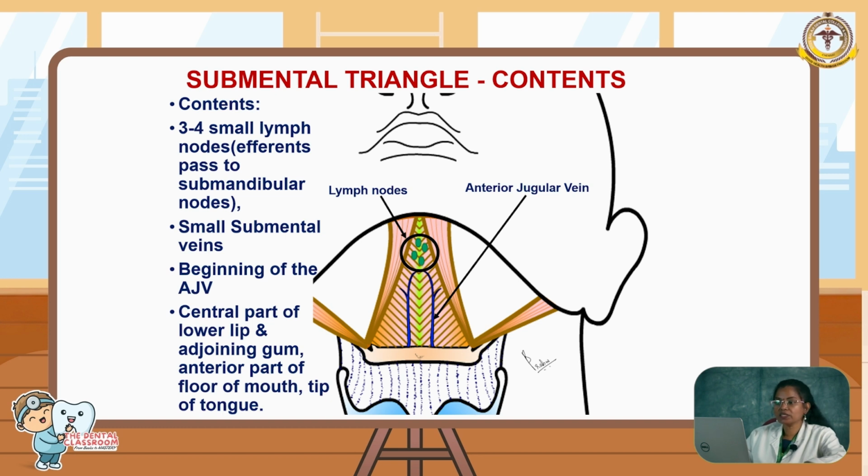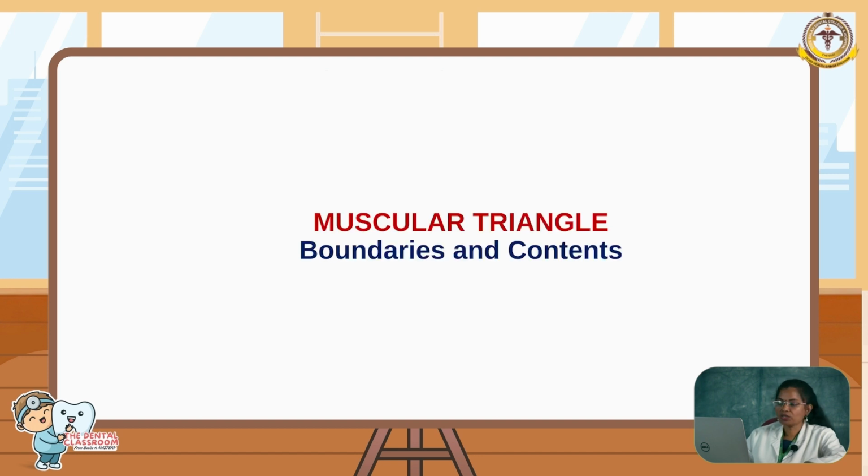Let's see the contents of the submental triangle. It is starting with the lymph nodes. We have a few lymph nodes, the submental lymph nodes within the submental triangle. We have a few submental veins and the beginning part of the anterior jugular vein. Apart from that, we have the central part of the lower lip within the submental triangle, the adjoining part of the oral cavity, the gum, and also the tip of the tongue. Let's see about the muscular triangle.